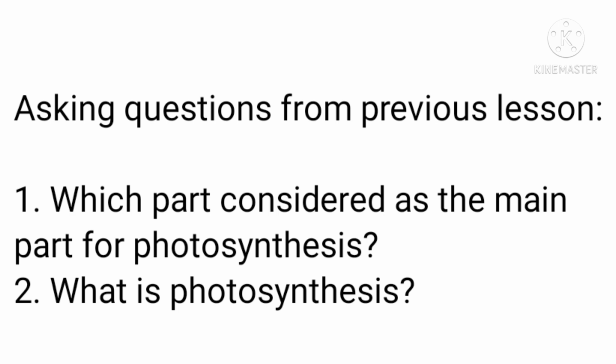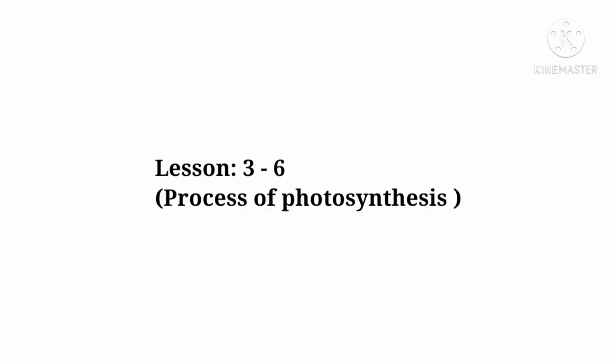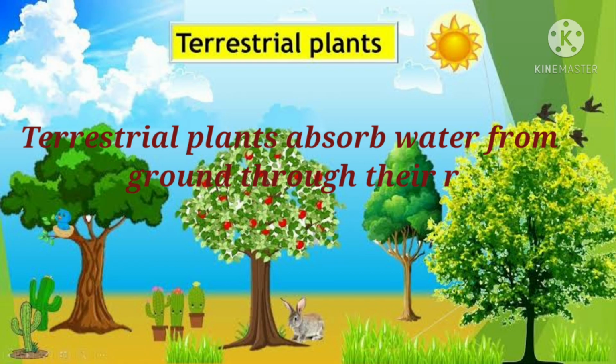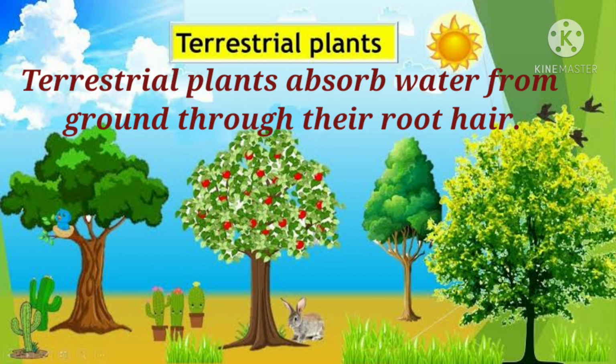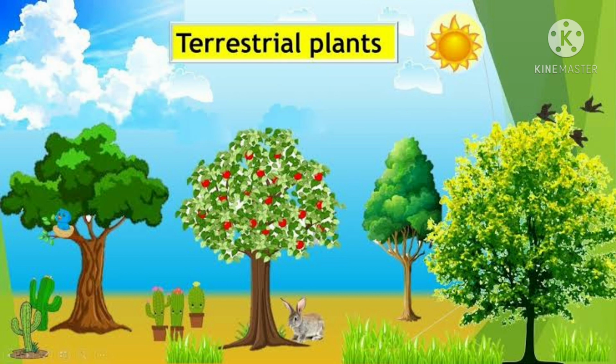Now, let's start our today's lesson, lessons 3 to 6. Terrestrial plants absorb water from the ground through their root hair. Terrestrial plants mean the plants which grow on land. They are called terrestrial plants, and they absorb water from the ground through their root hair. So through root hair they absorb water.